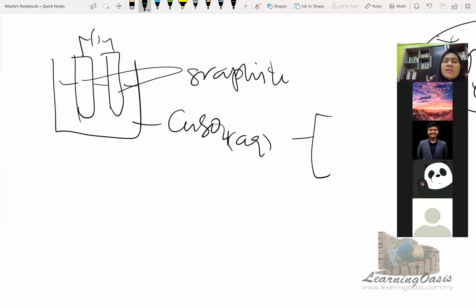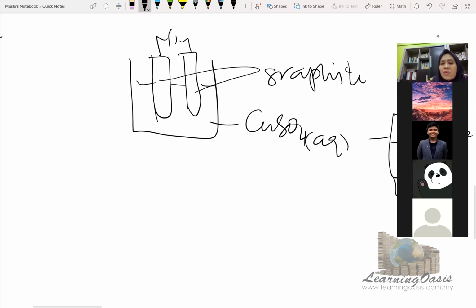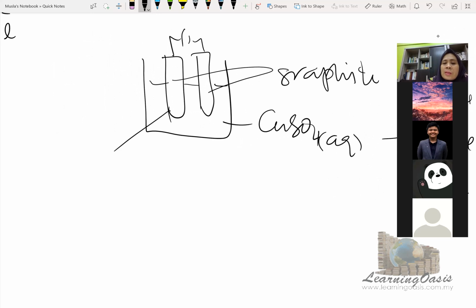Okay, copper 2 sulfate. What ions are present? Cu2 plus, SO4 2 minus, H plus and OH minus. Okay, now what goes to your anode? SO4 2 minus and OH minus. Okay, which one will be chosen? OH minus. Why do you choose OH minus?